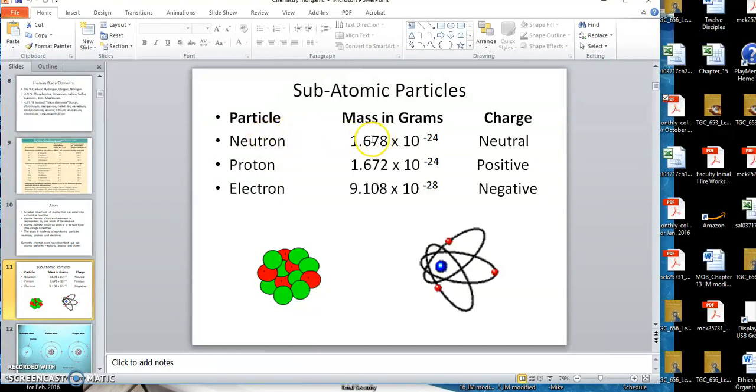Neutrons are the largest by just a little bit. This is mass in grams. The charge on a neutron is a neutral charge. Protons are slightly smaller, and their charge is positive. Electrons are considerably smaller, about 1,280 times smaller, and they have a negative charge.